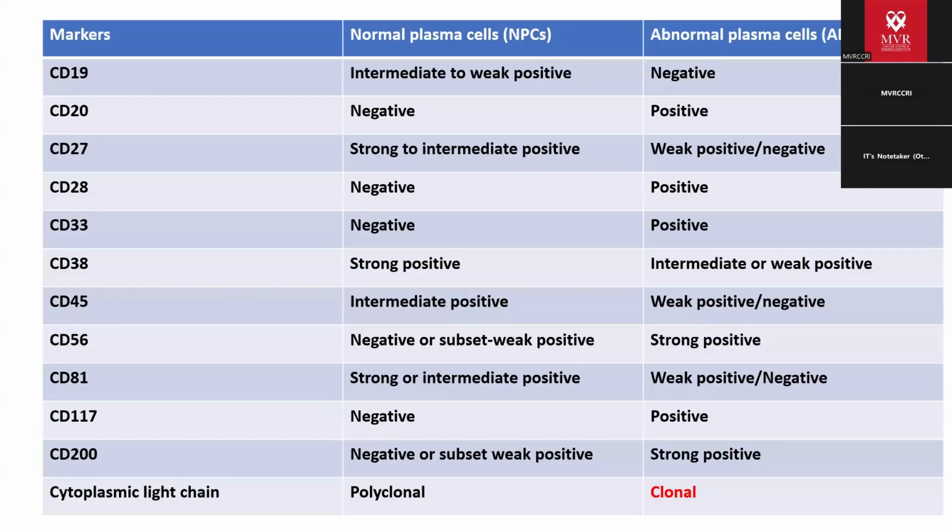So this table shows us how the normal plasma cell expression of these markers is different from that of the abnormal plasma cell. Okay, so I don't think I'll go into detail of these. CD56 is a very robust marker, the marker which usually helps us to identify the abnormal plasma cell, which is going to be strongly positive in abnormal plasma cells compared to normal plasma cells. Okay, but the final ultimate thing is the cytoplasmic light chain, whether they are clonal or polyclonal.